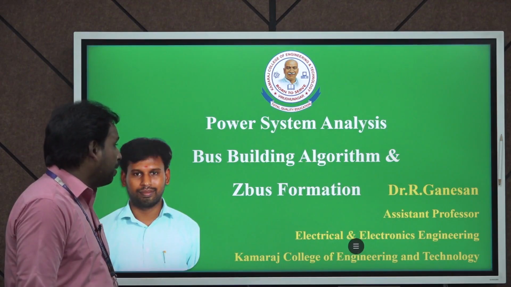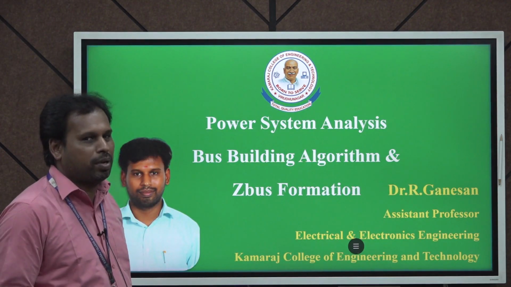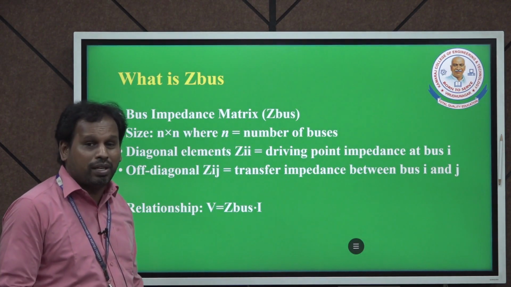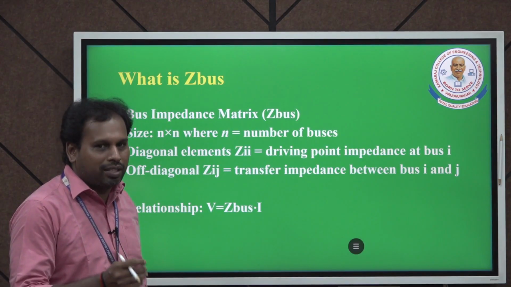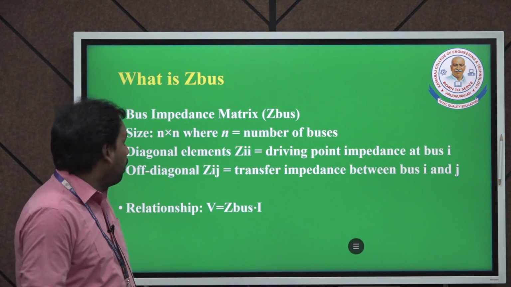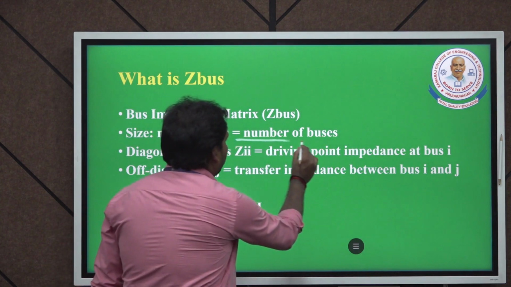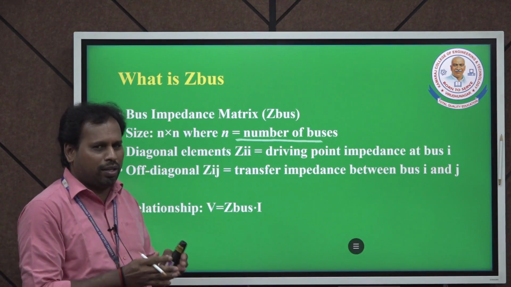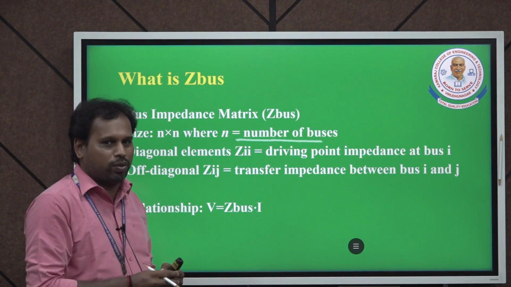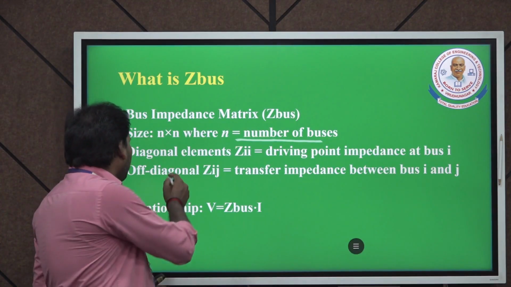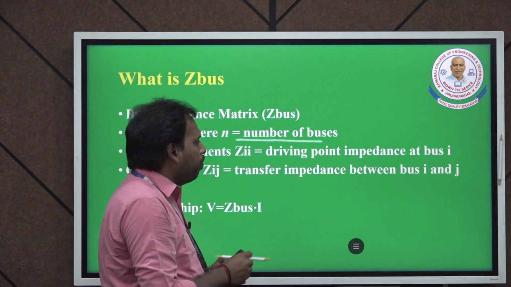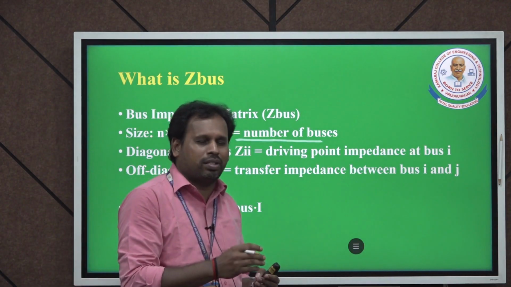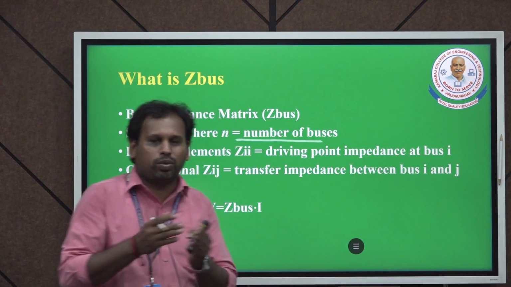Today we are going to see the Zbus building algorithm and Zbus formation in power system analysis. So first, what is Zbus? Zbus is the bus impedance matrix, which has dimension n cross n, where n is the number of buses, and it defines the overall power system analysis by way of impedance values. The diagonal elements are driving point impedances and the off-diagonal elements are transfer impedances between two buses.